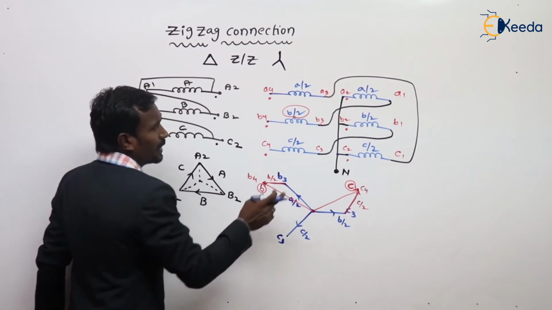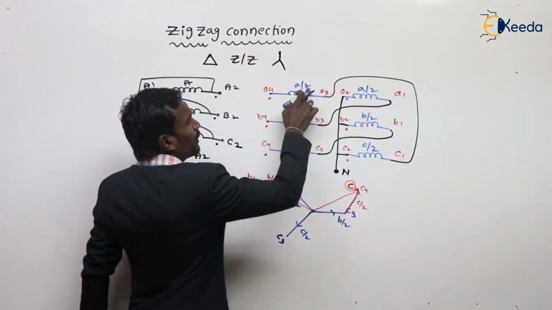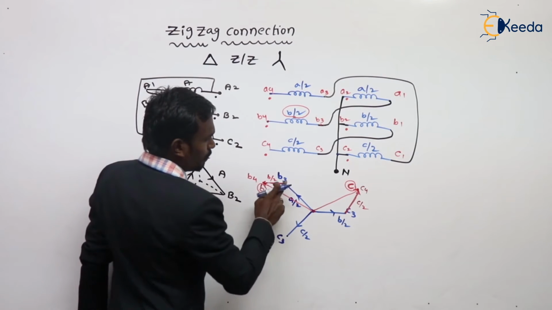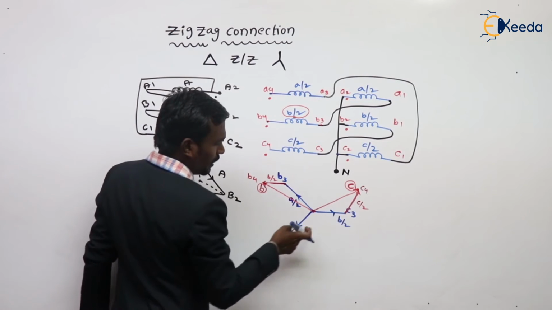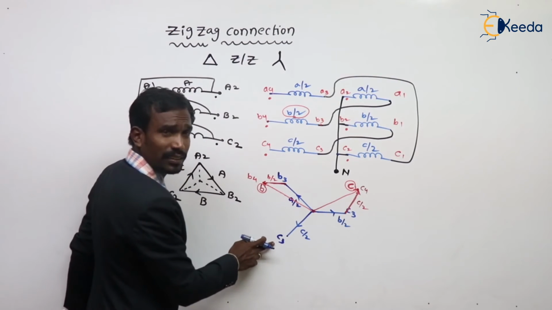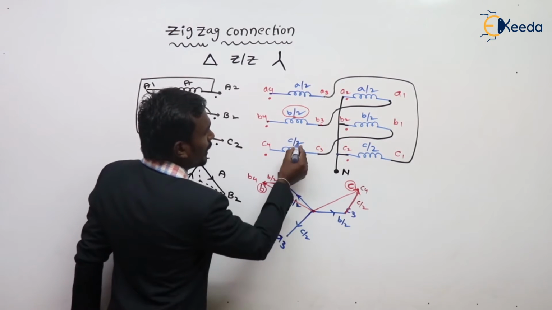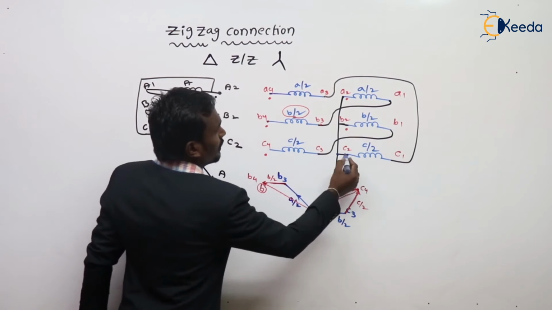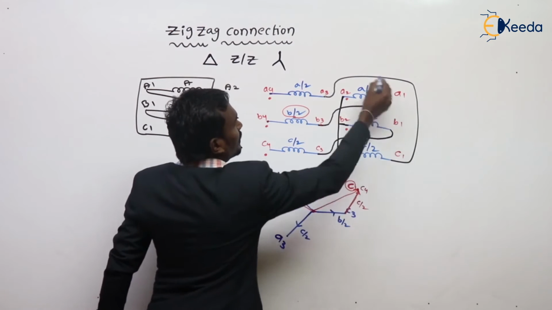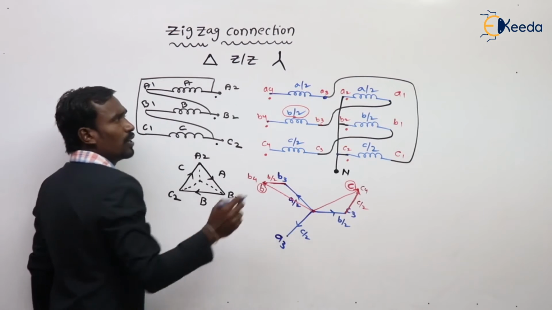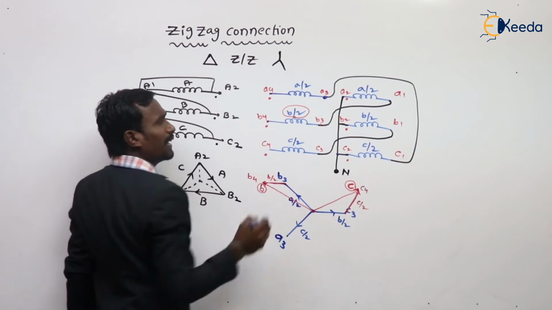So the next one is A3 to A4, A by 2. Where is A3? Sorry, this is A3, right? Once check it, this is A3 because C by 2 is connected. This C by 2 is connected for A3, right? So from A3 to A4, A by 2.